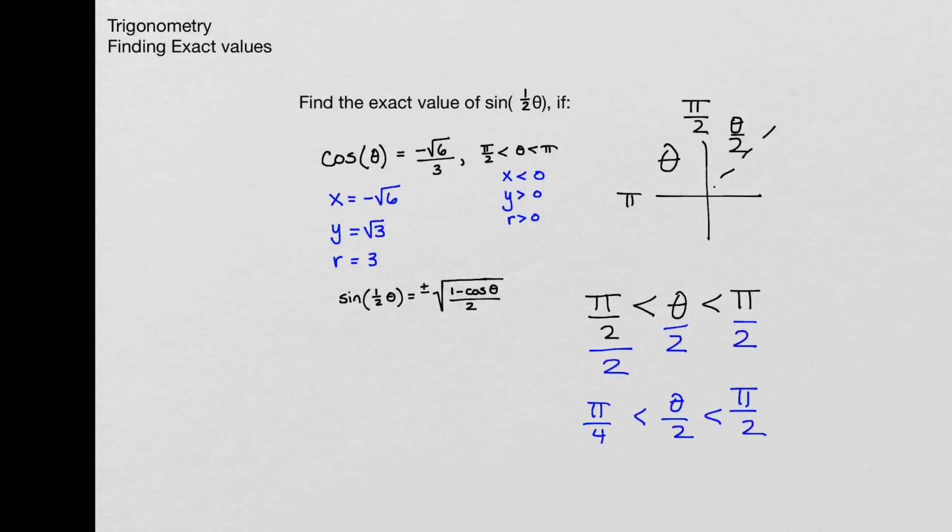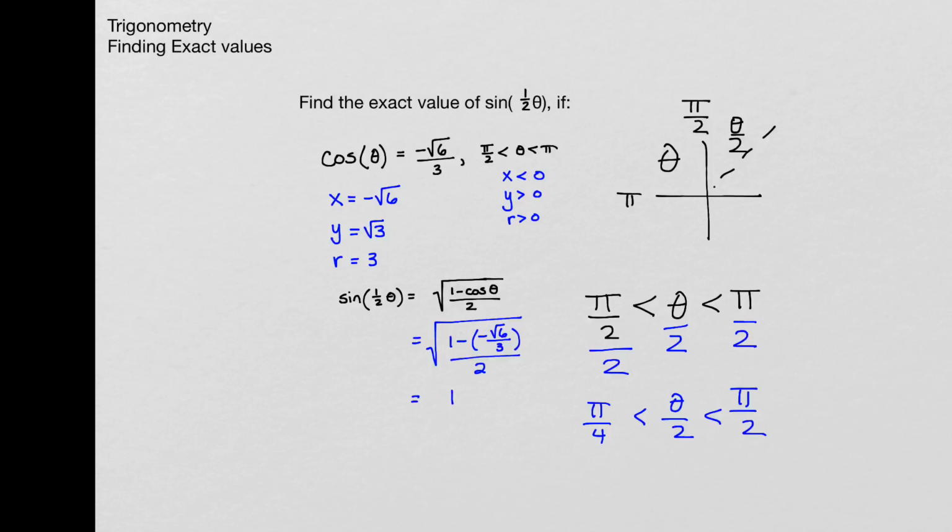And since theta over 2 is in quadrant 1, that tells me that the sine is going to turn out to be positive. So I'm going to go ahead and take out the plus and minus there, and I know my answer is going to be positive. Right, so now I can just plug into the formula, and sine of 1/2 theta is 1 minus the negative square root of 6 over 3, and then I'll put that all over 2 and take the square root.